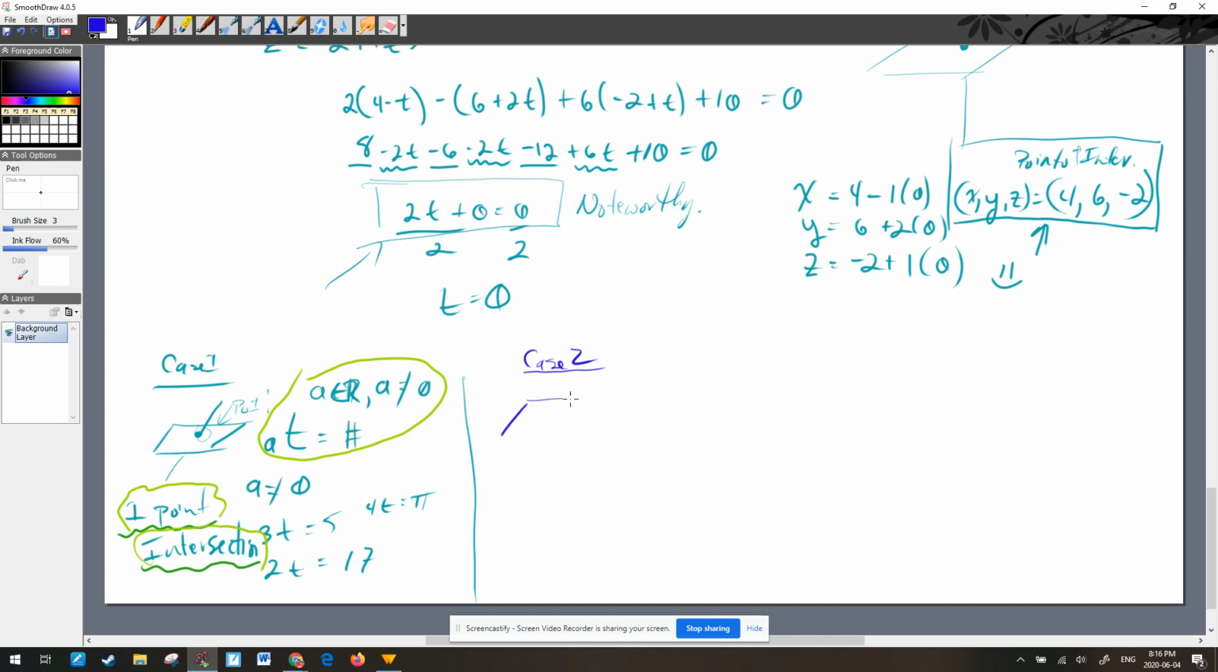We've got our plane and our line. And our line is parallel to our plane. Okay. So the line is parallel to the plane, but not on the plane. So in that case, it means that there is not going to be any points of intersection. So they never intersect.